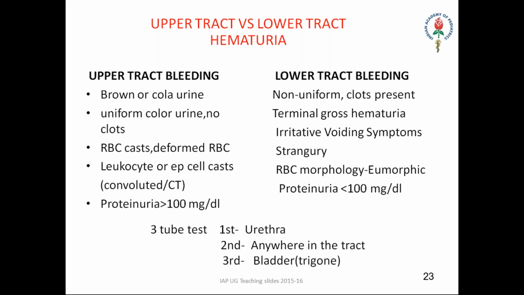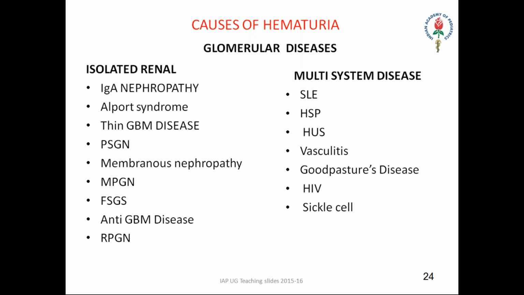By a 3-tube test. So we have to collect the urine in 3 tubes usually. The first 10 ml or the first 5 ml is from the urethra, right? So the first test tube is from the urethra, the second might be from anywhere, and the third, the last voided urine, usually represents the bladder or the trigone. So the 3-tube test may differentiate.